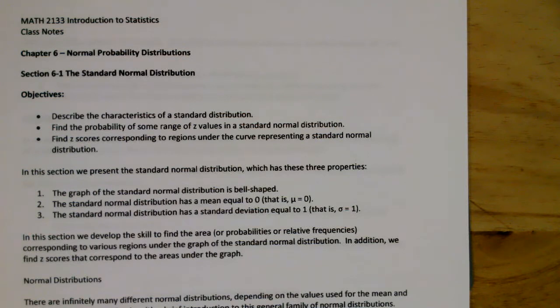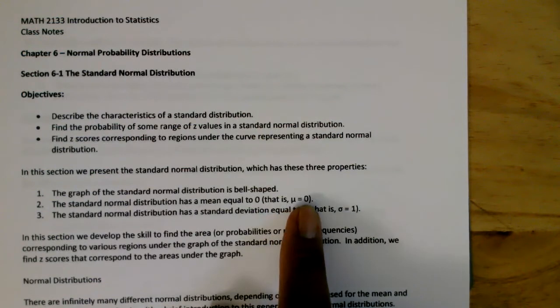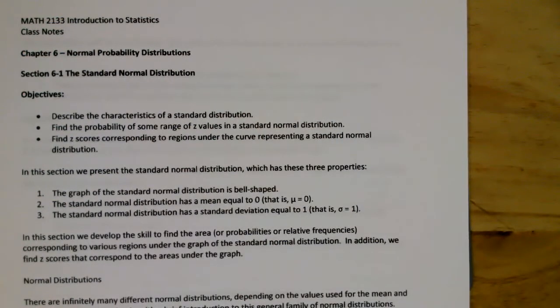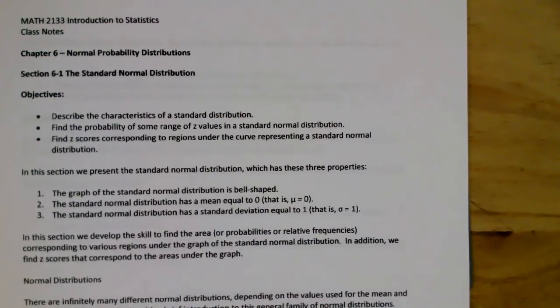Number two, the standard normal distribution has a mean equal to 0. Here we're going to be using the Greek letter mu, and that's going to be equal to 0. And number three, the standard normal distribution has a standard deviation equal to 1. Here, the Greek letter sigma is the population standard deviation, equaling 1.